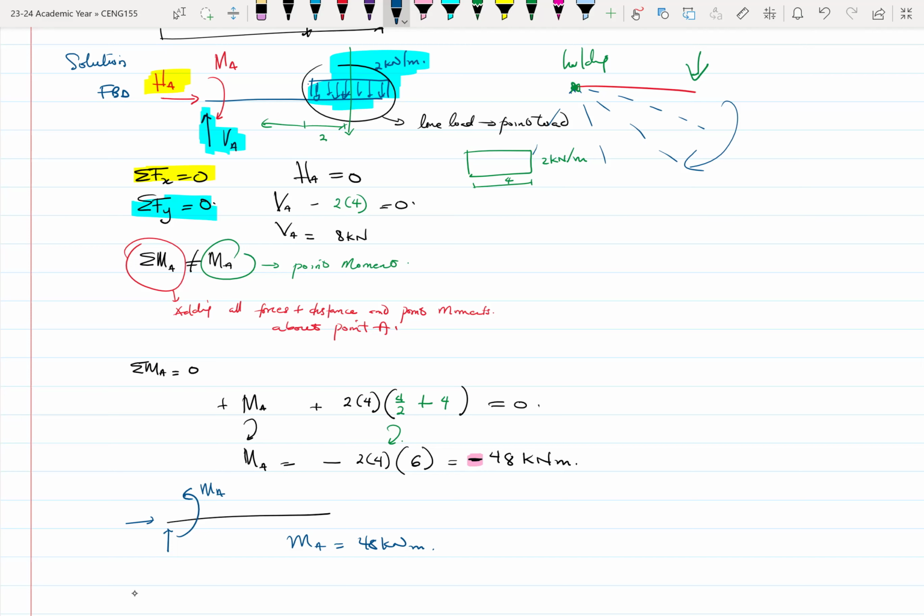So HA, VA, MA, you can decide whichever directions they are going in. It's up to you. You can even make VA act downwards, or you can make HA act towards the left. It's fine. And this is the reason why we need a free body diagram. Because Kwesi can choose a different direction, Miracle can choose a different direction, but how would I know which directions Kwesi and Miracle have chosen? Unless they draw the free body diagram.